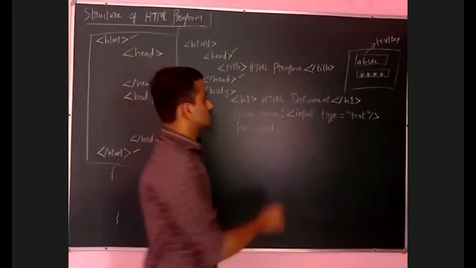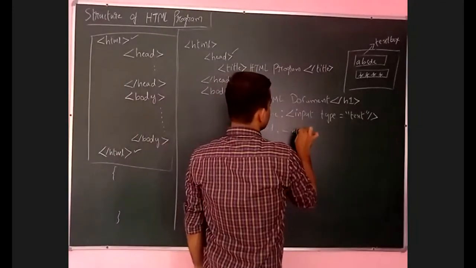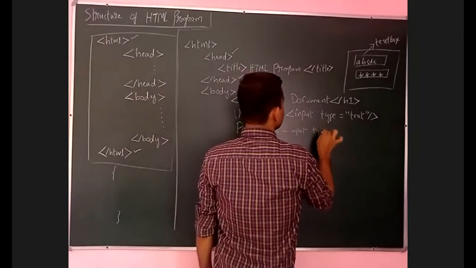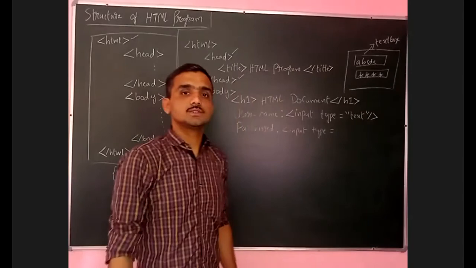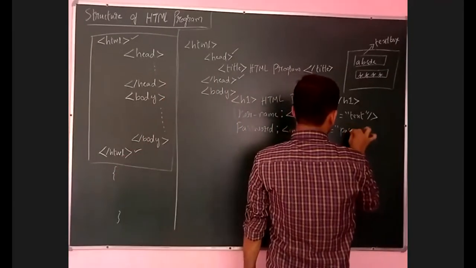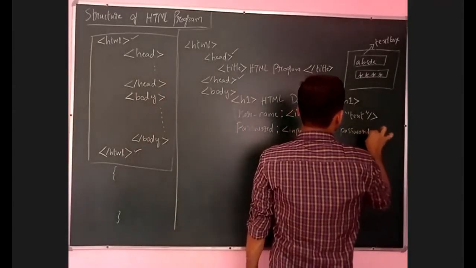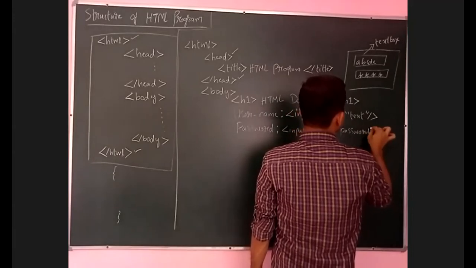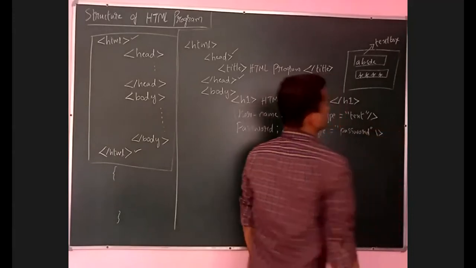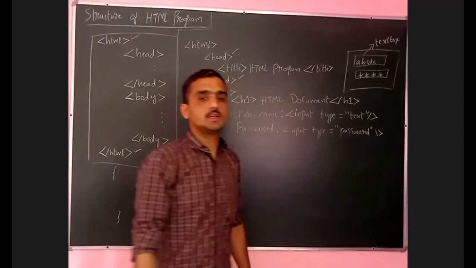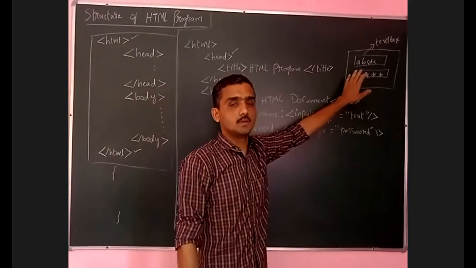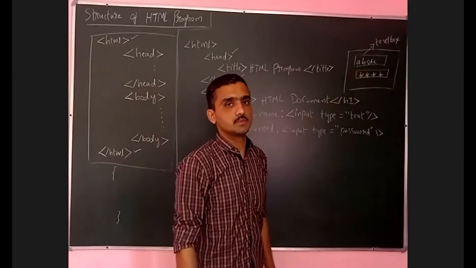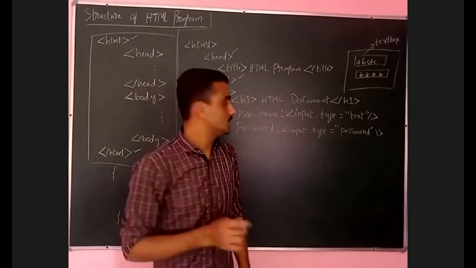Input, type is equal to, instead of writing text, I have to write the word password. Instead of writing text, you can write the word password. In this way, if you write password, whatever you write will not appear. It will appear like dots or stars, because the password should not be shown, right?